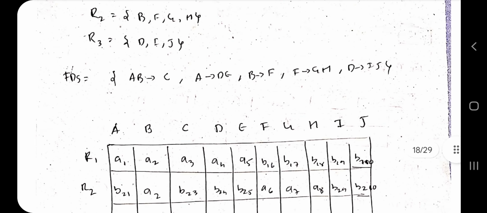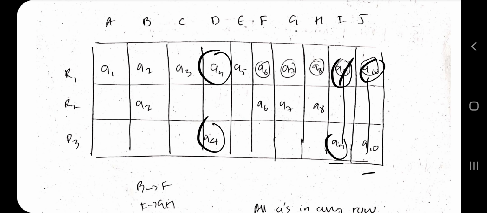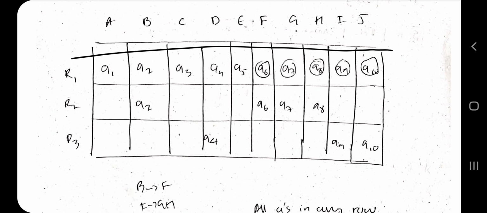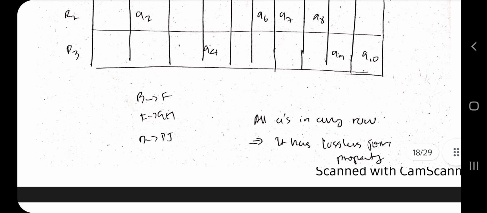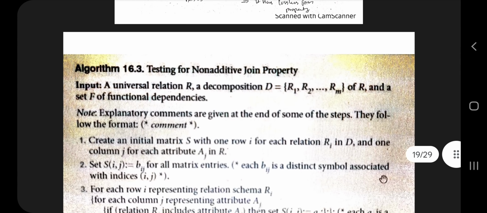Last is D goes to IJ. Where is D? Yeah, D is here. We have 2 A's initially. It goes to I and J, so you will have to make these the same. Cut the above B values and write this as the same. After you have got the same, means all the A values in any row, it's the lossless join property, and it is valid. What you will write is: if all the A's are in any row, it has the lossless join property. That's about the lossless join property.